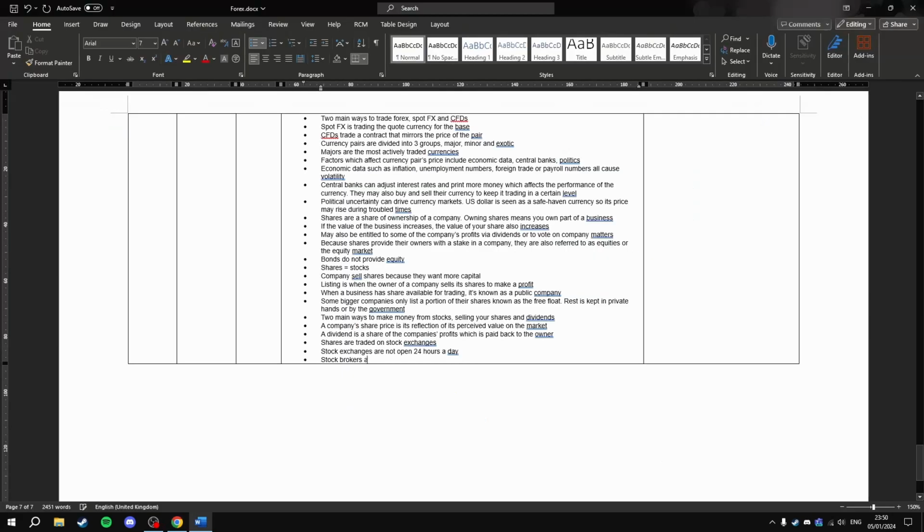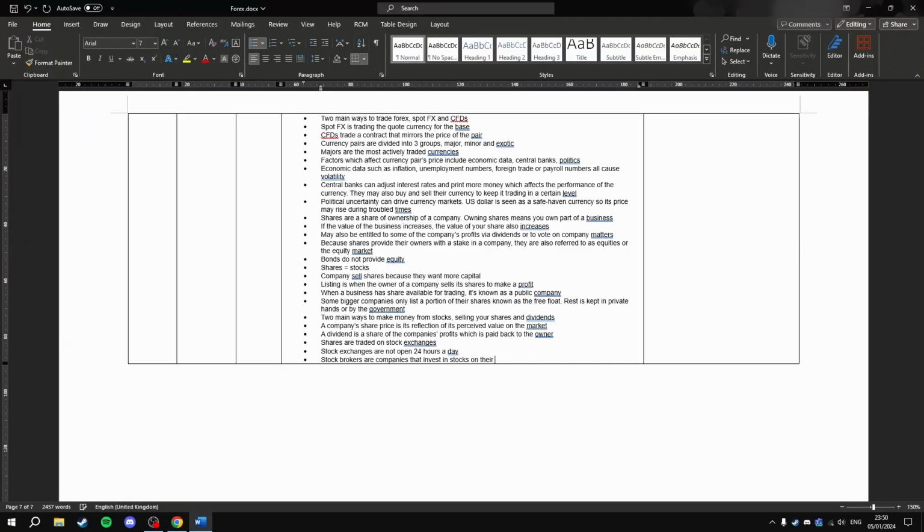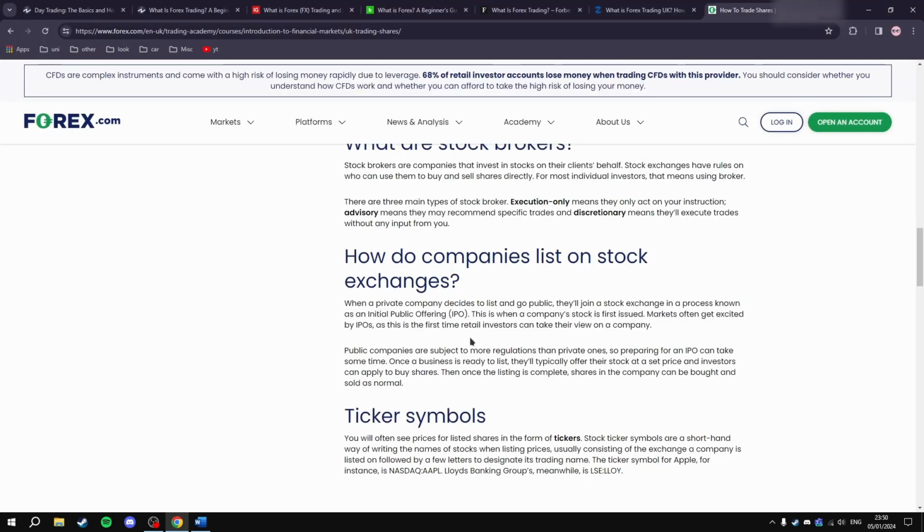Stockbrokers are companies that invest in stocks on their clients' behalf. Stock exchanges have rules on who can use them to buy and sell shares directly. For most individual investors, that means using a broker. There are three main types of stockbrokers.